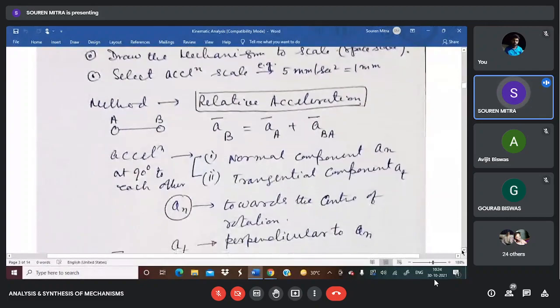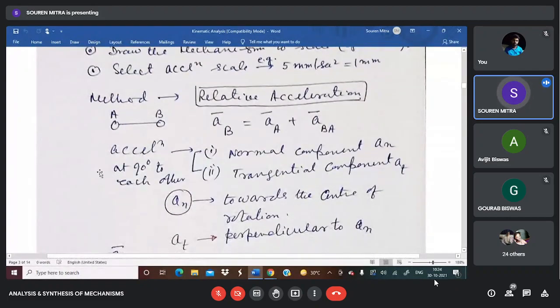But in case of acceleration, things are a little bit complicated compared to velocity analysis, because in velocity analysis, we knew that there are only two components. If it is a relative velocity method, then one is absolute velocity and the other one is a relative velocity. And the relative velocity is perpendicular to the link joining these two. That I will discuss later on. But in case of acceleration analysis, there are double that number of components.